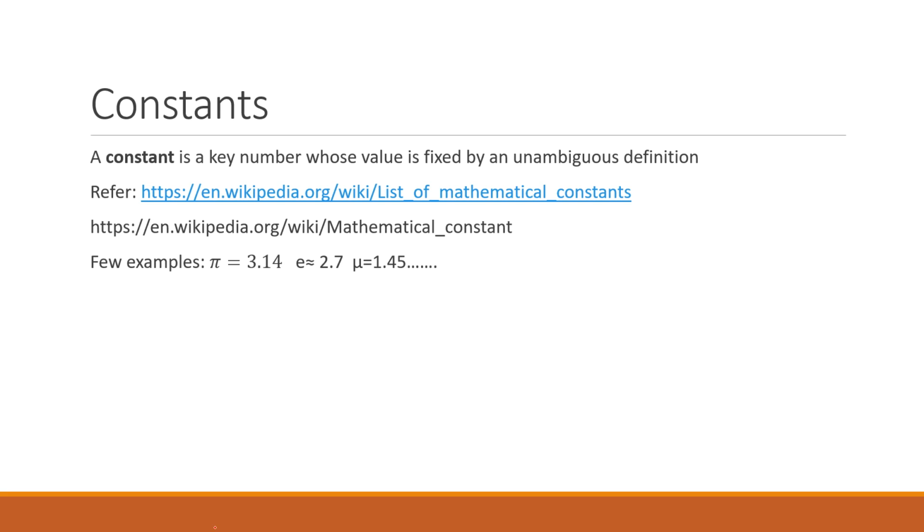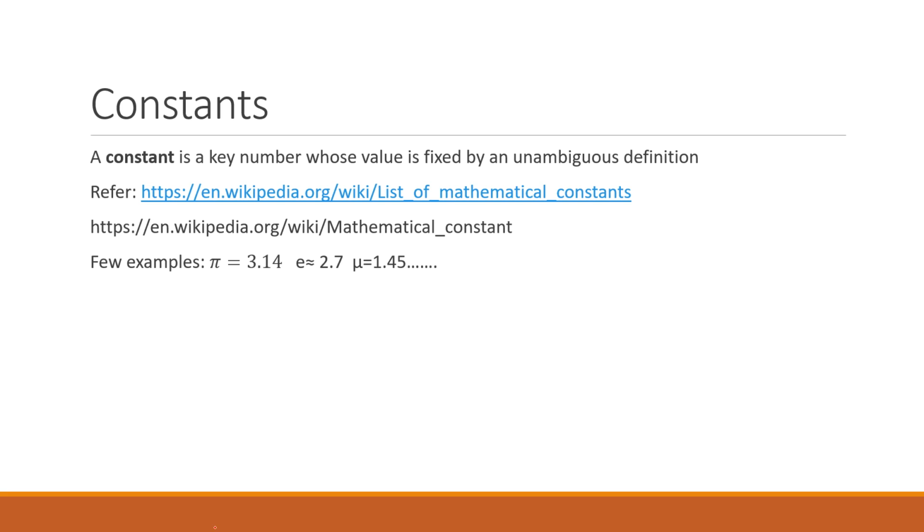Why that name constant? It is a key number whose value is unambiguous, like pi value. Yesterday, today, tomorrow, even after 1,000 years, pi value is the same. In the same way, e value, mu value, like that. That is a big list. You can see any source to see what is that value.